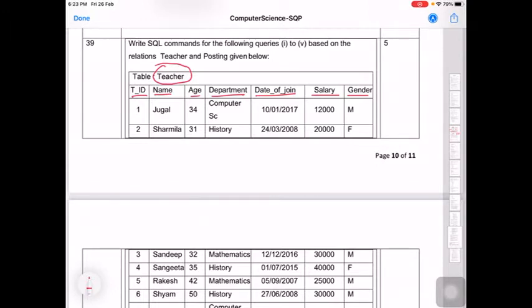Depending upon the name of the table, you can just guess the names of the columns. As the table name is teacher, this TID must be teacher ID. Then this will be the name of the teacher, his age, his department, his date of joining, his salary and his gender. So first you must go through this data structure of this table. Without going through this, you should not move just to the queries and start writing the answers.